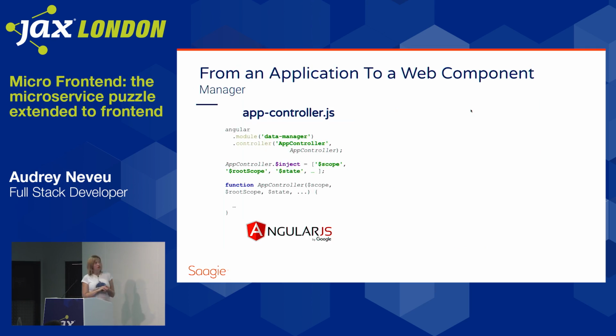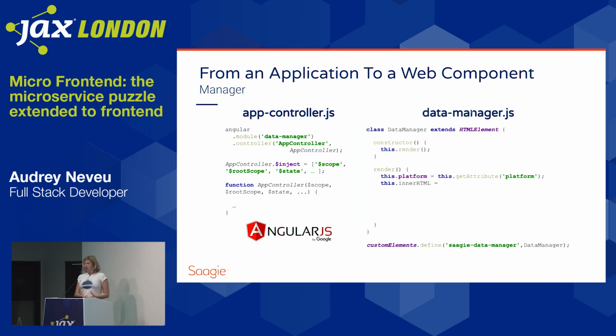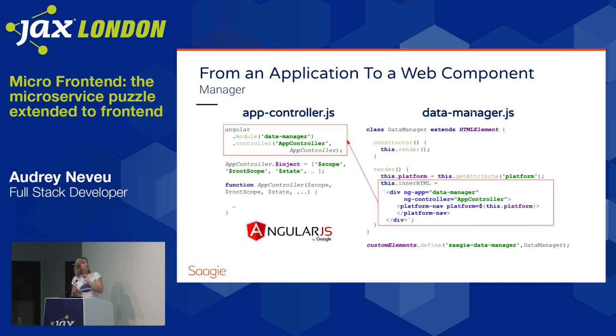So how do you transform an existing application into a web component? Here it's the main page, the main JavaScript page of the manager application, the AngularJS one. And we are simply going to declare our web component, as we've seen previously. So it's going to be the data manager component. And in the inner HTML, we're going to declare a div. And this div is going to have as attributes the ng-app and the ng-controller of our application.